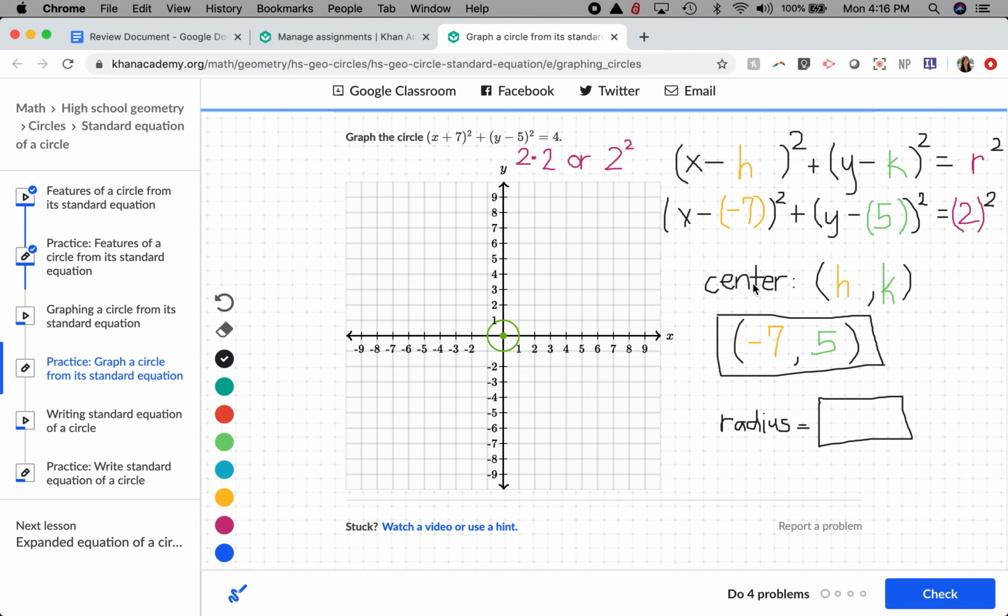Okay? So our center moves 7 units to the left and 5 units up. So if this is the origin, I am counting 7 to the left and 5 up, right there. Now the radius of my circle again is represented by this base, which is a 2, which means I am going to extend my circle so that from the center to the circle is 2 units away.